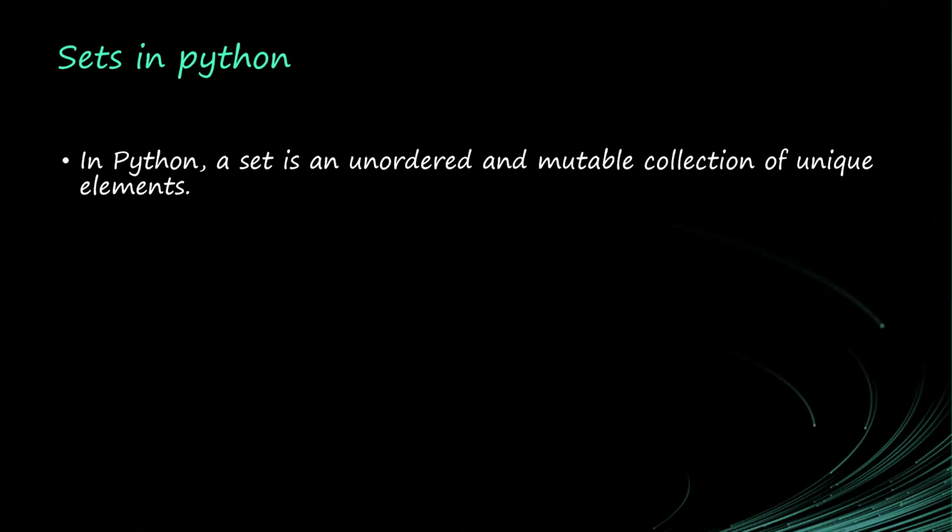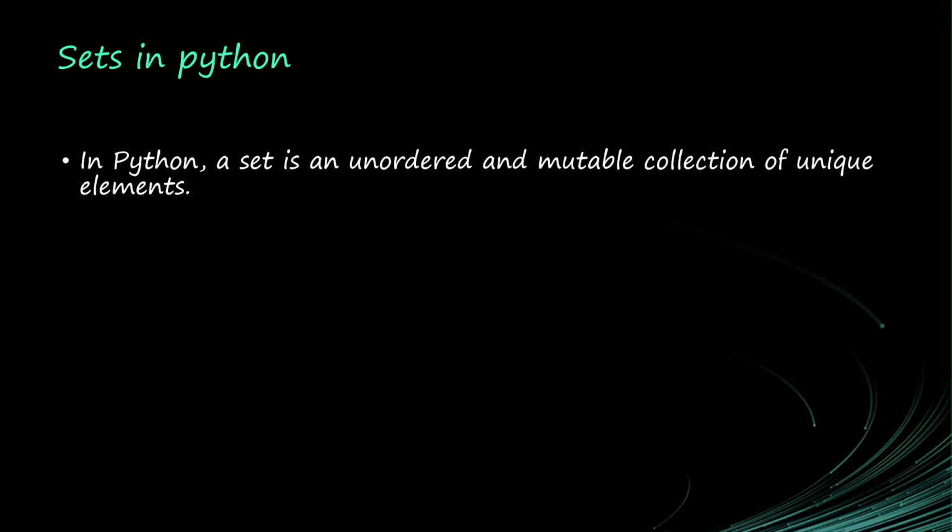Okay, so in Python, a set is unordered, all right? It is not ordered. List, dictionary, tuple, they are all ordered. They come in a certain order. The way you put them is the way you get them. But set is unordered, and it is also a mutable collection of unique elements. That means the elements you store in a set are all going to be unique. You cannot have duplicate elements in a set.